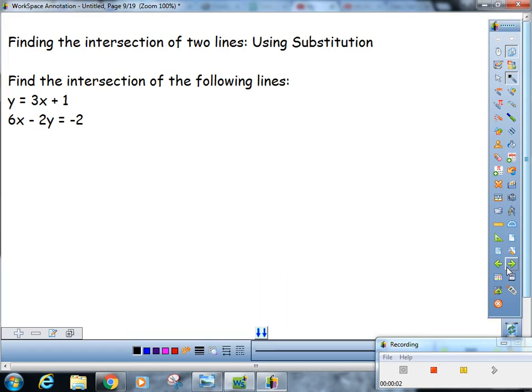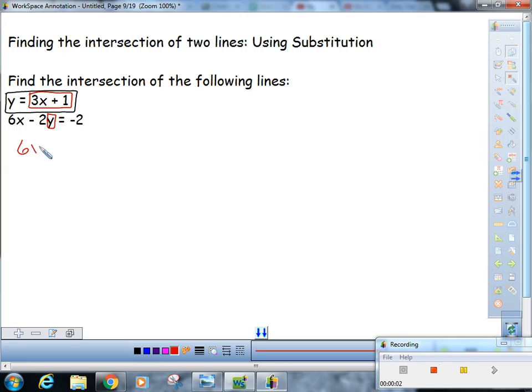So this should be very familiar to you. This should be a pretty easy video for you to follow along with. There are two methods to solving systems of equations. The first one is the substitution method. This is best when we have something equal to y or something equal to x. So, in this case, we are going to take out y and put in 3x plus 1, because y is 3x plus 1.